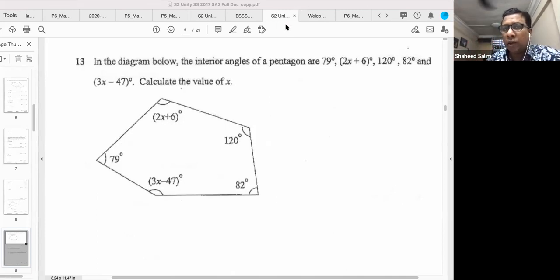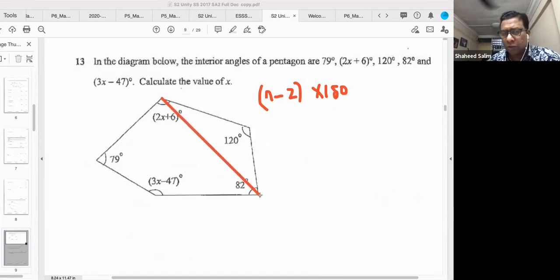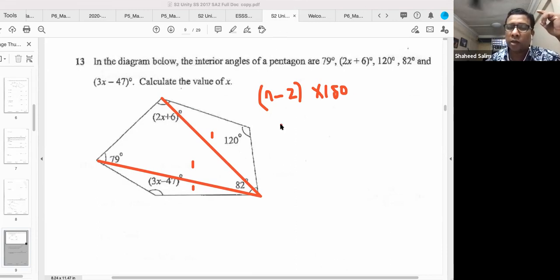Now, what is the formula? The formula is n minus 2, in brackets, times by 180. Or if you cannot remember the formula, no problem. You go here and divide it into triangles. So you get 3 triangles, correct? There's 1, 2, and 3. Then you take 3 times 180, because you know the total sum of the angles in a triangle is 180. Which gives you exactly the same as this one.